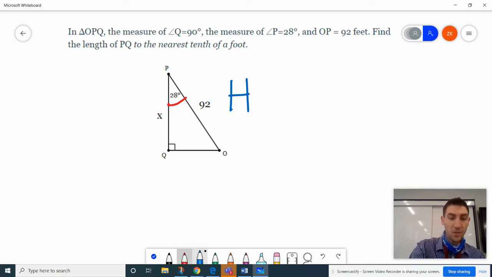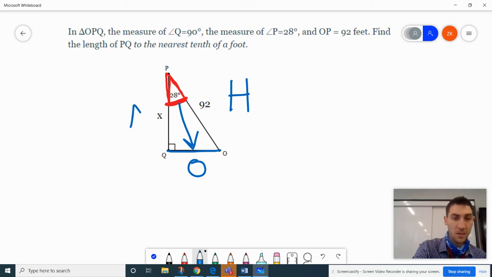Next, use the angle that we're referring to. So we are referring to this 28 degrees here in red. The opposite side of that angle is the one side of the triangle that's not touching that angle. If you kind of outline the angle here, the one side that does not touch would be side QO. At no point does it ever touch the red. So this is the opposite side. You can also draw, again, a line straight down to find the opposite side.